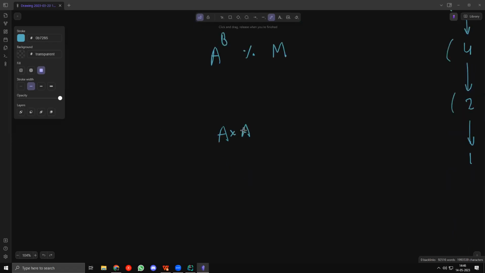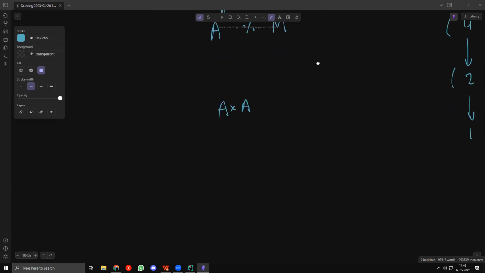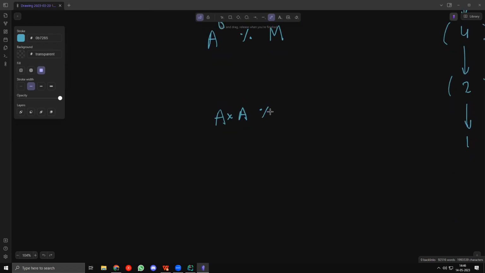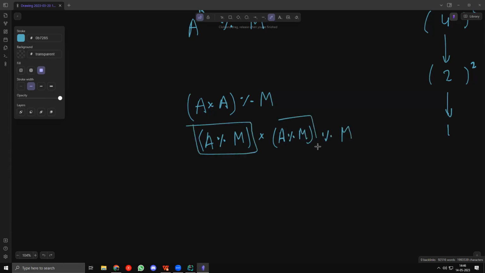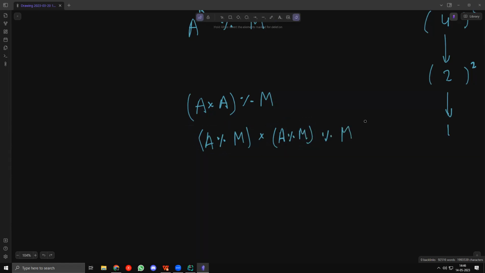Can someone tell me what this is? So if I take a into a modulo m, what will be the value? Like, how can we simplify this? Yeah, so it's a modulo m times, in parentheses, a modulo m, modulo m, right? So this was clearly a modulo m into a modulo m, modulo m.